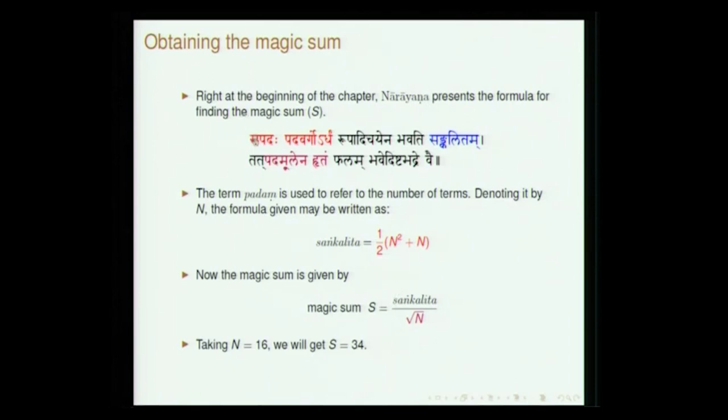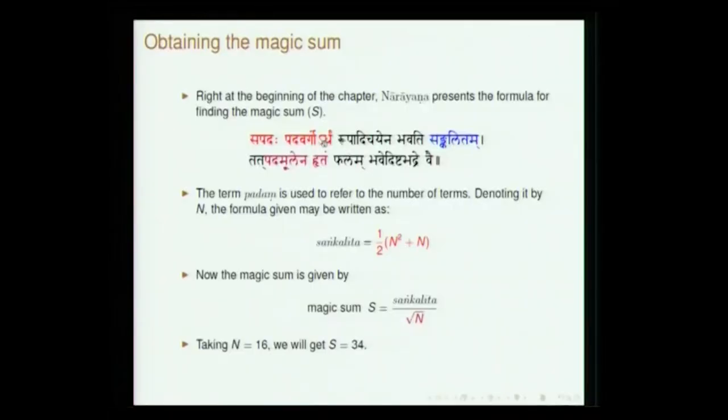The word padam has to be understood as gacha, the number of terms. The number of elements which go in filling the square is what is called padam. Sometimes they use the word pada, sometimes the word gacha, to refer to the number of terms in the arithmetic sequence. So padavarga refers to n square and ardham is half of that. Sapadaha means along with pada. So basically he says (n square plus n) divided by 2.